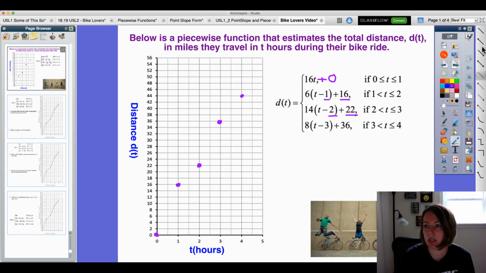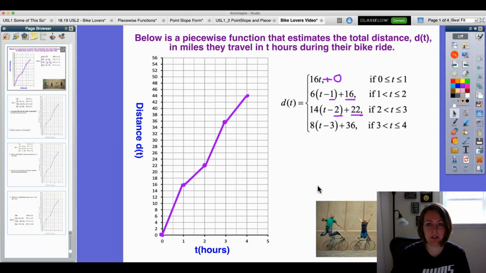So we can take our connector and connect our piecewise function right here. And last one. All right, so here's our piecewise function.